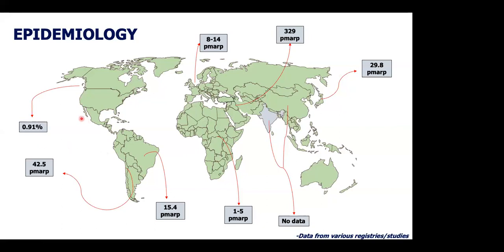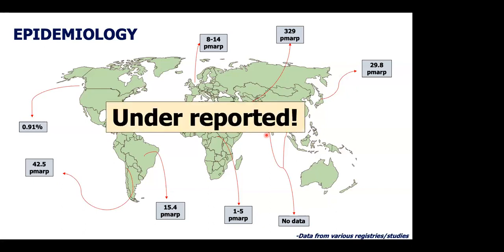North America particularly has a prevalence of 0.9%, and the rest of the countries have reported in terms of per million age-related populations. You can see that it is quite variable, and efforts are being made from our country to collect epidemiology data, both for CKD as well as for CKD patients receiving renal replacement therapy. So overall, it seems to be an underreported problem.